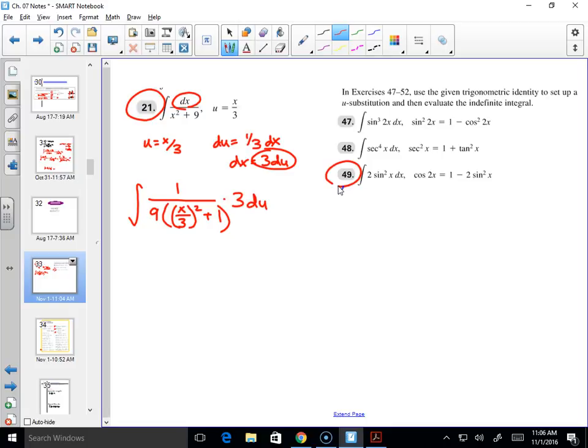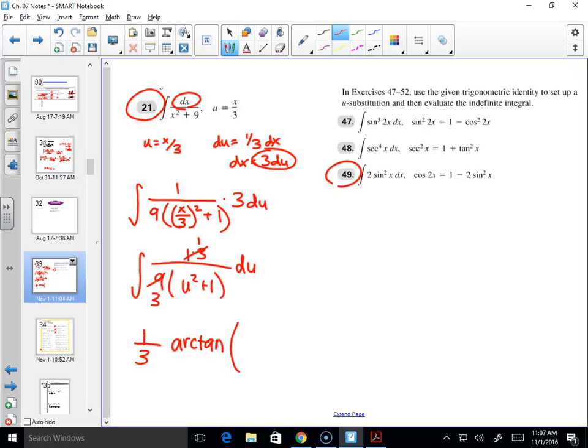Distribute. 9 plugged in, that's going to be x squared over 9. The 9's cancel. Oh. So x over 3 is what happens when you factor out the 9 to get to u squared plus 1, which is our original arctangent derivative formula. I was just confused on how you could plug in u. Yeah, if you factor out the 9, then you can go ahead and go u squared plus 1 du times 3. That reduces to 1/3.